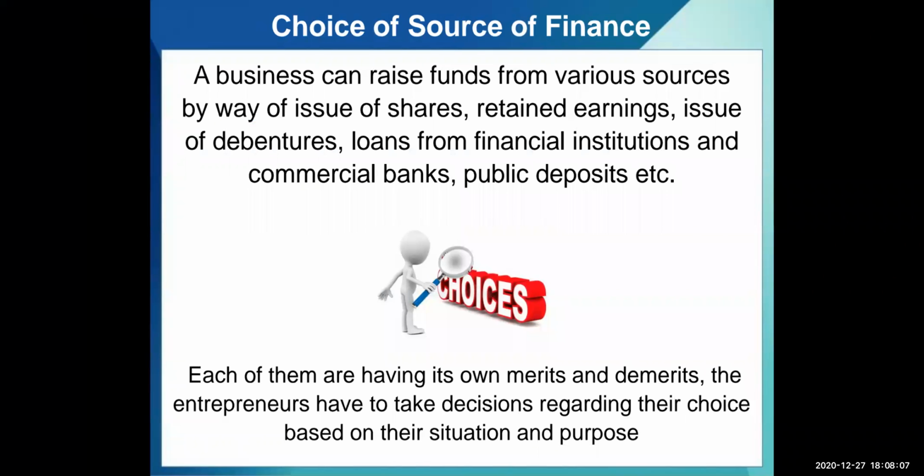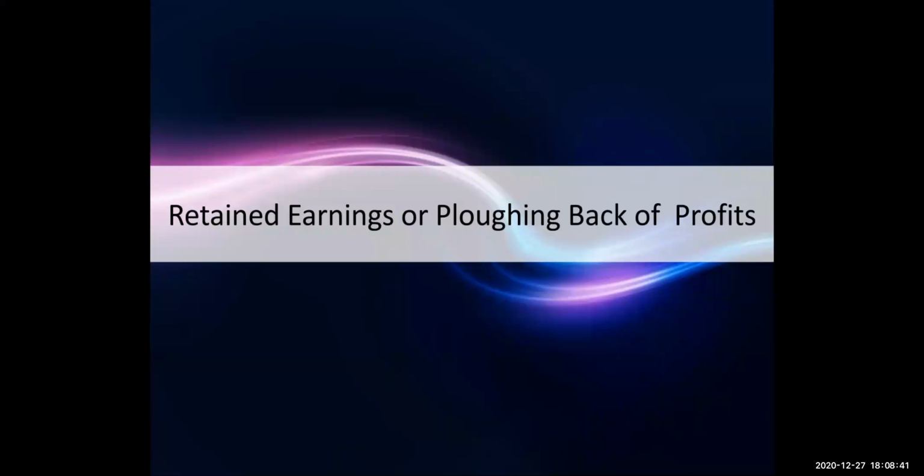Now, when we talk about the choice of sources of finance, a business can raise fund from various sources. We saw that on the basis of period, on the basis of ownership, and many more. So, a business can raise fund from various sources by way of issue of shares or retained earning, debentures, financial institution, commercial bank, and each of them has its own merits and demerits. So, the entrepreneurs have to take decision regarding their choice based on their situation and purpose.